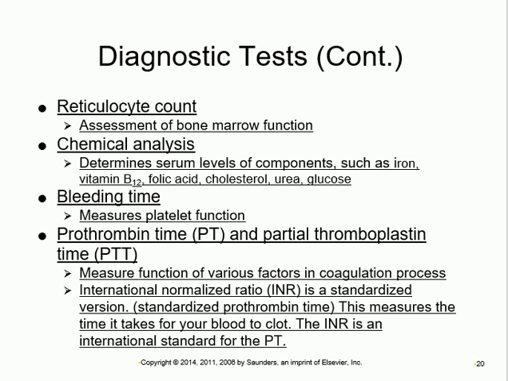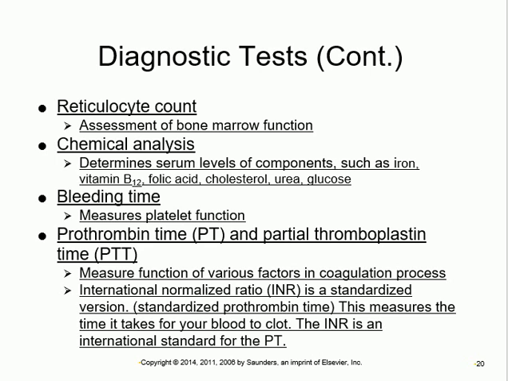What's a bleeding time? You have a puncture, you have a wound. How long does it take to stop bleeding? This is bleeding time. And this is basically measuring the function of the platelets. Do you have enough platelets or not? Are the platelets working well or not?